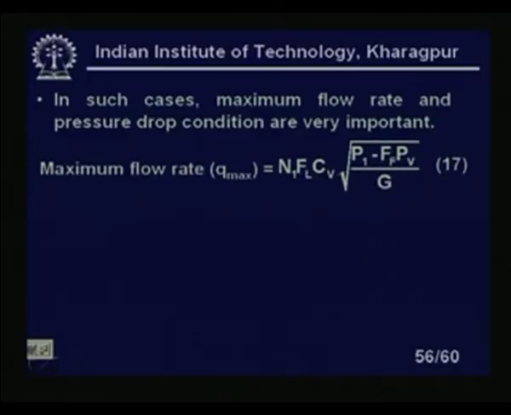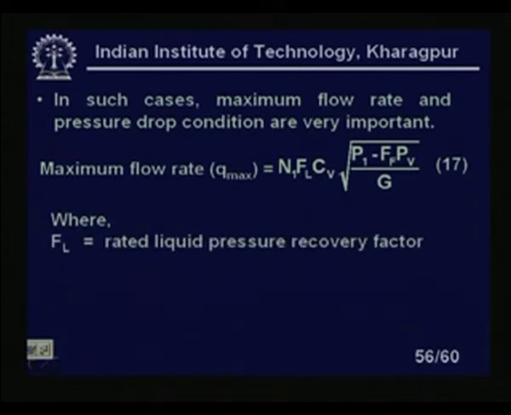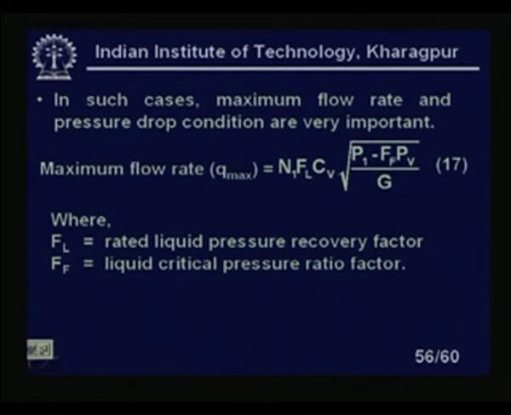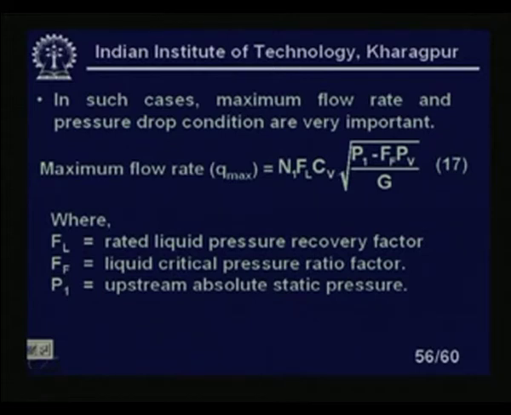So, maximum flow rate Q max equals N1 FL CV times the square root of (P1 minus FF PV) upon G, which is equation number 17, where FL is the rated liquid pressure recovery factor, because you know for liquid the pressure will always be recovered. FF is the liquid critical pressure ratio factor, and P1 is the upstream absolute static pressure. This is very important: upstream absolute static pressure.